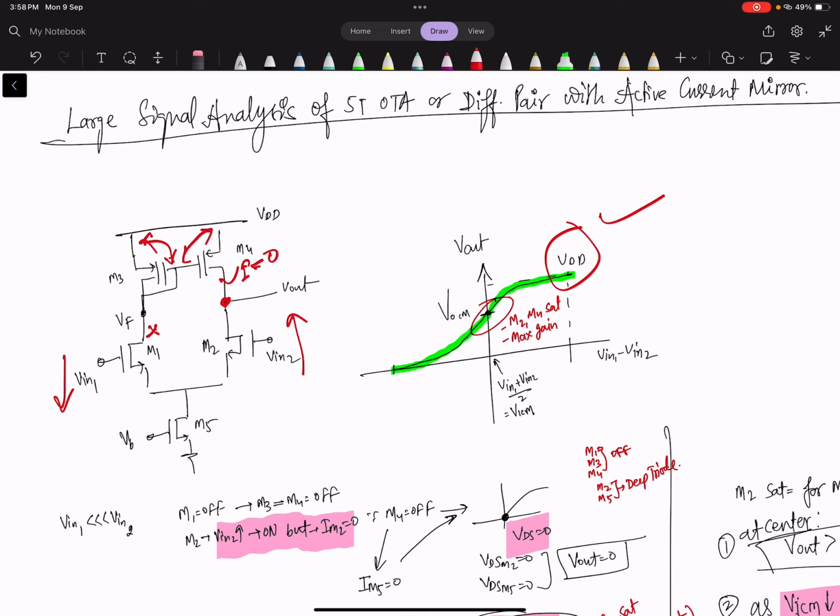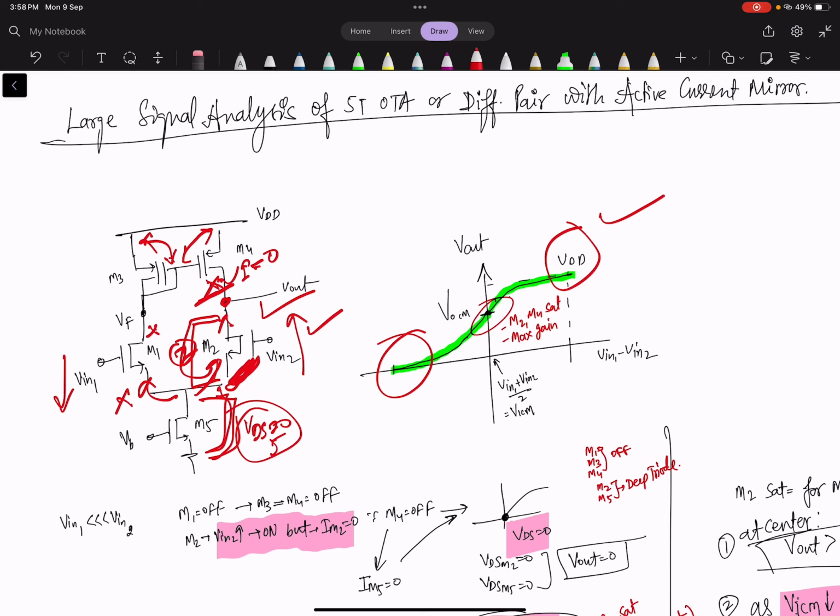Okay. So there is no path for current to flow. Since it is on, this voltage is very high. So this MOS is on, but there is no path for the current to flow through this branch. So what will happen? This VDS is 0, and here also there is no path for current to flow. Here also no current path. Here also VDS is 0. So both VDS, VDS of M2 and VDS of M5, are 0, hence Vout is 0. So this voltage is 0.